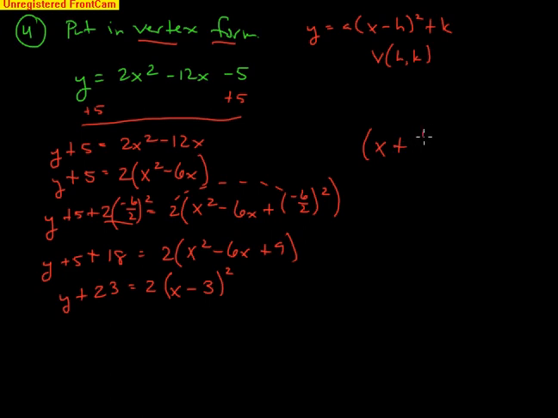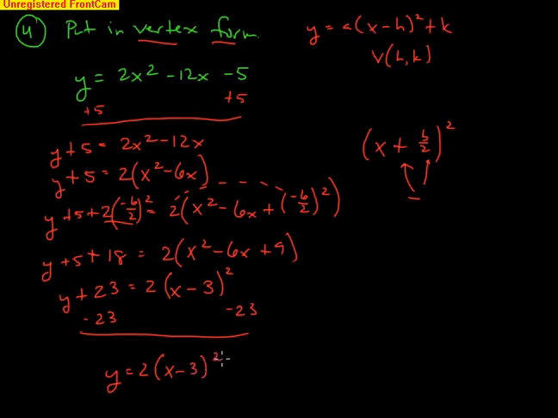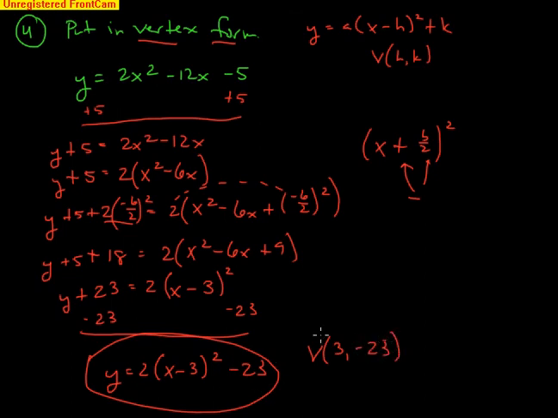Remember, x plus b over 2 squared. If your b over 2 is negative, then that becomes a negative sign, and that's what happens here. b over 2 is negative. And then we don't want to solve here. We want to get y by itself because we want to put it in this vertex form. So we subtract 23 to get y alone. Y equals 2 parentheses x minus 3 squared minus 23. There's your vertex form, and your vertex is at the opposite of h. So this has negative 3, so it's at positive 3, and the same as k. And there's the vertex.